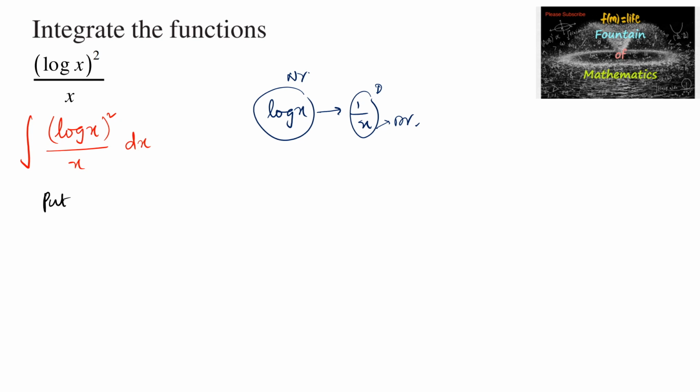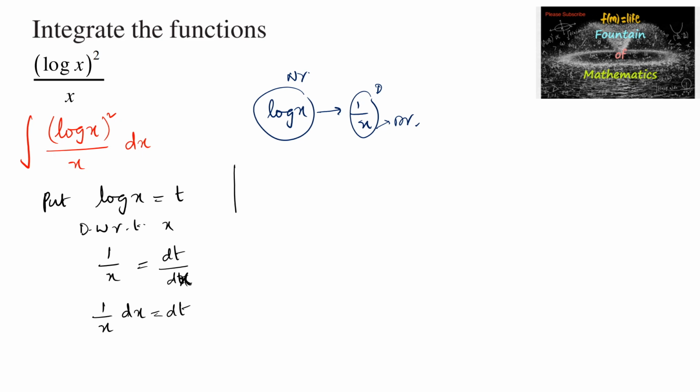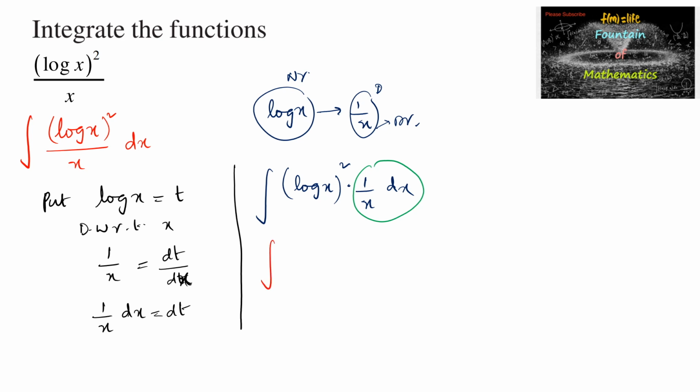Put log x is equal to t, and then differentiating with respect to x, we will get 1 upon x is equal to dt by dx, or we can write 1 upon x dx is equal to dt. So our integral log x whole square into 1 upon x dx, as 1 upon x dx will become dt and log x whole square is t square. So we can write integration t square into dt.